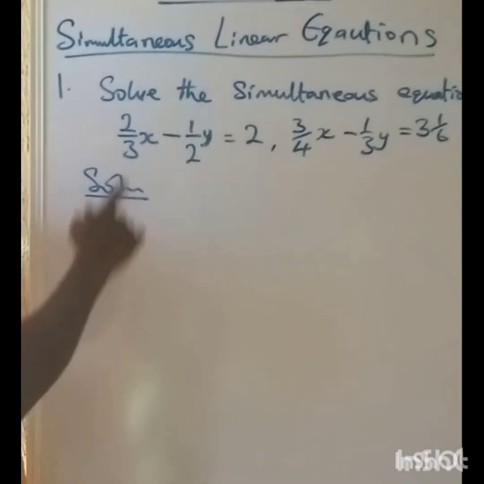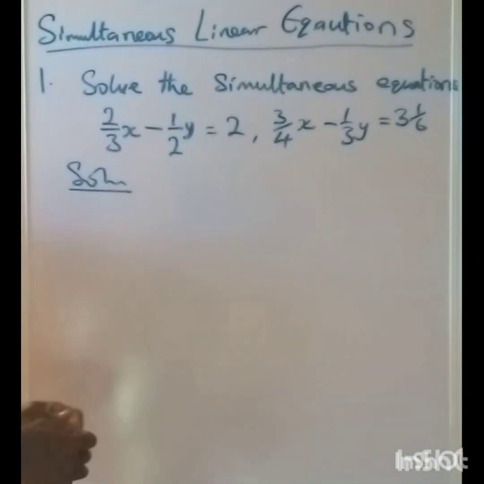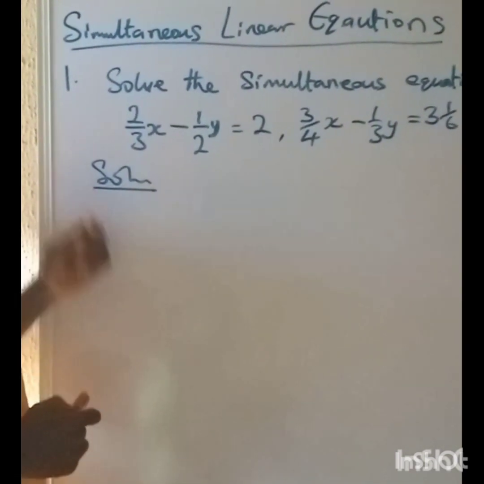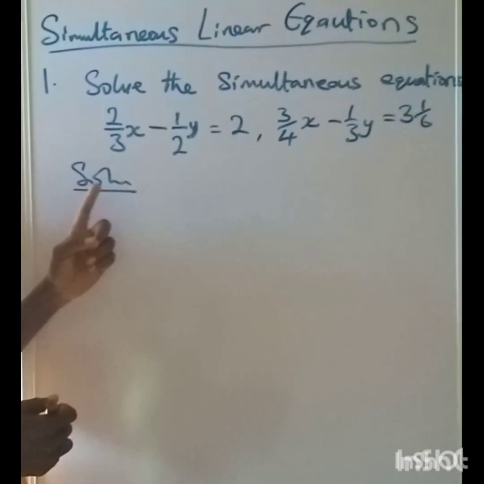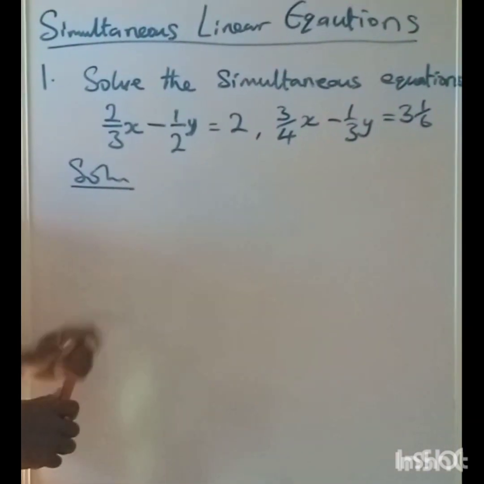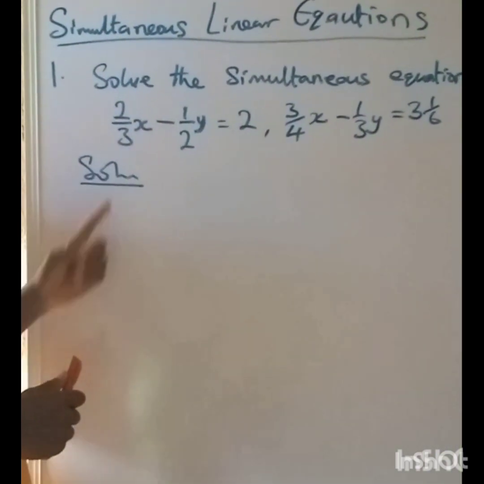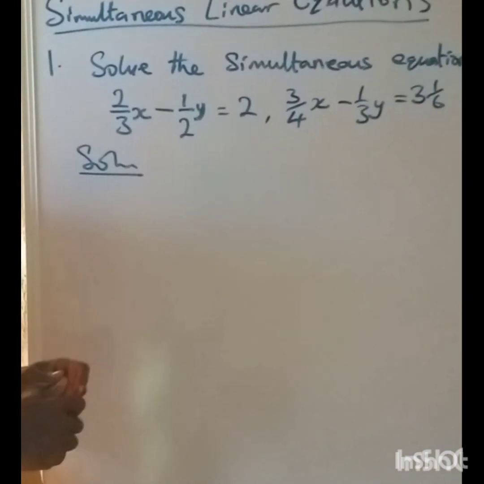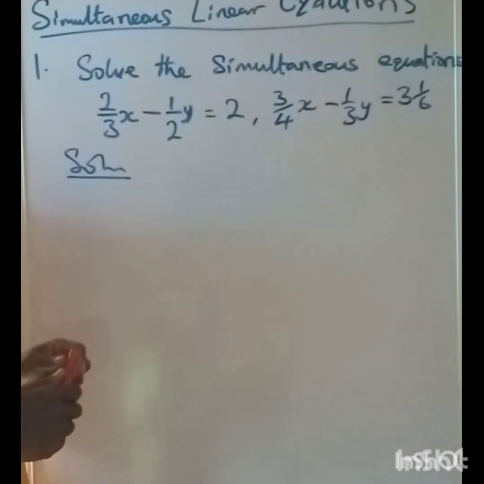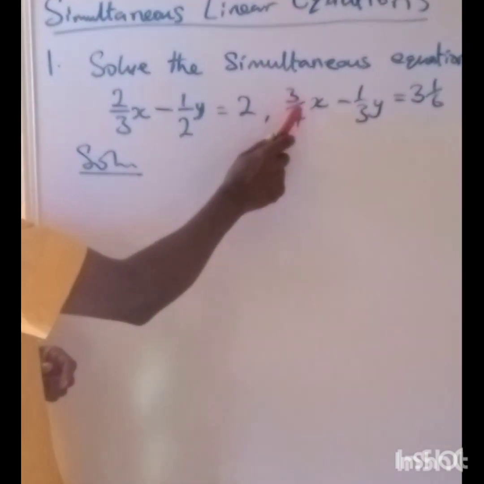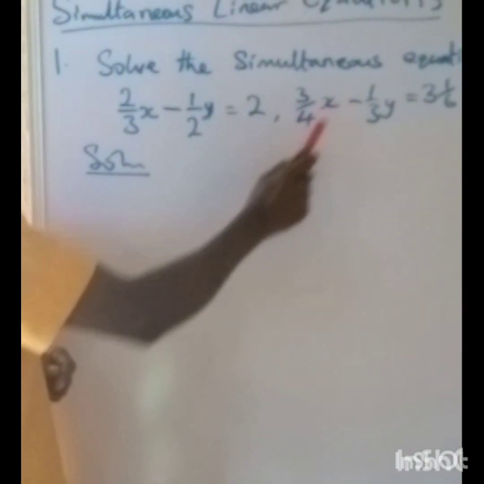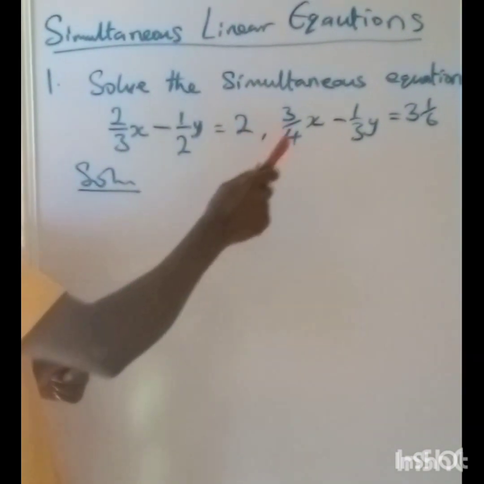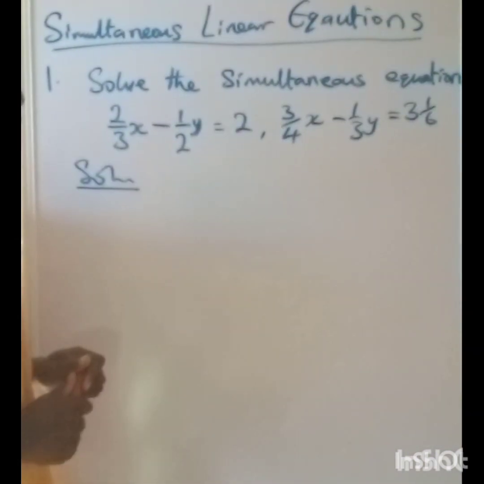Another episode of Let's Solve Mathematics. In this episode, we'll be looking at a question in simultaneous linear equations. The question reads: solve the simultaneous equations 2 over 3 x minus 1 over 2 y equals 2, and 3 over 4 x minus 1 over 3 y equals 3 whole number 1 over 6.